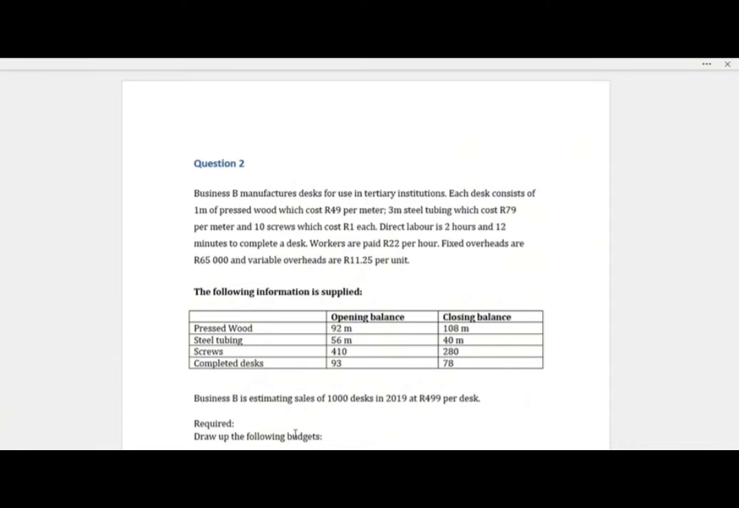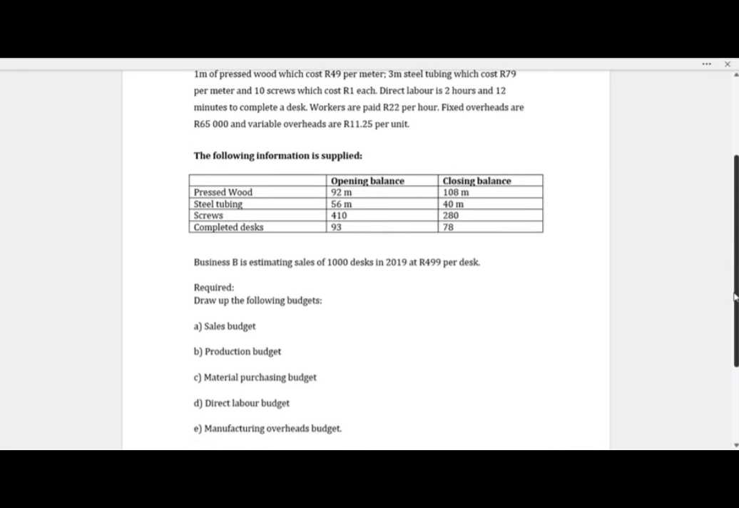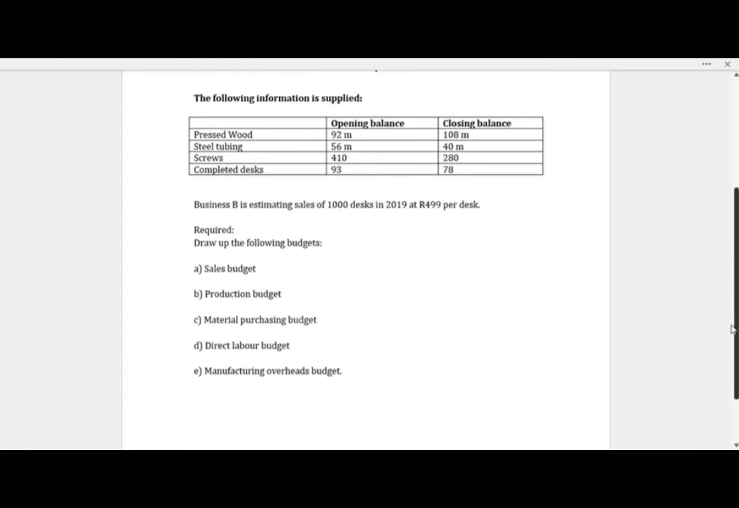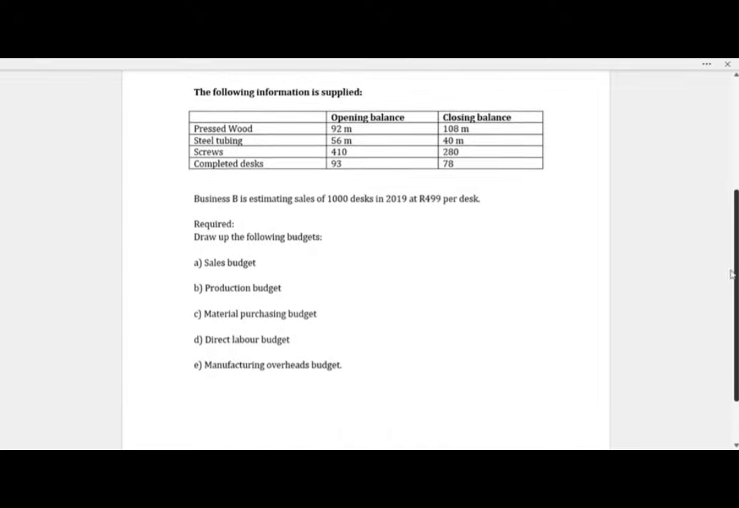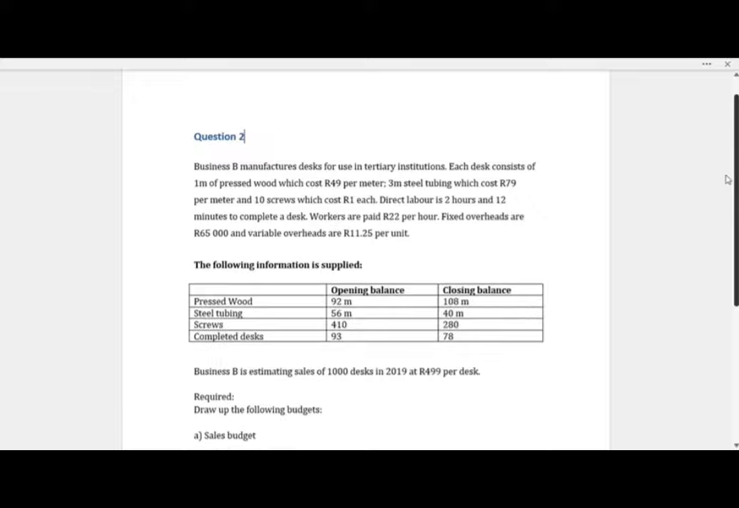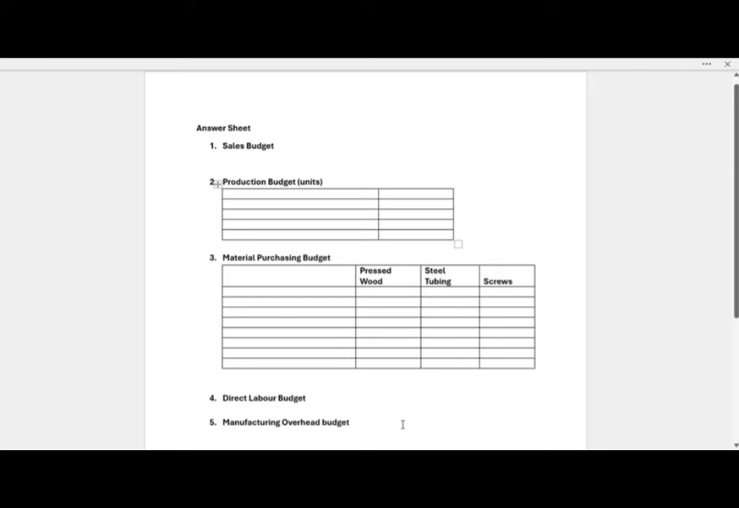Today I'm going to help you with this question where we'll be calculating the sales budget, production budget, material purchasing budget, as they call it, raw material purchasing budget, direct labor budget, and manufacturing overheads budget. I want us to go through this question, and you always know that I have an answer sheet where we are going to do our workings and prepare our work. There we go, that is our answer sheet.